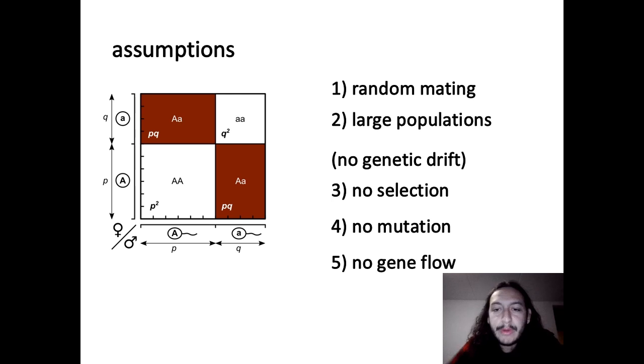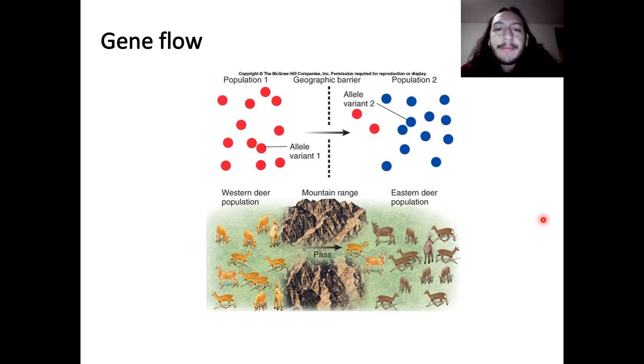Then the last assumption is that there is no gene flow in these populations. This is a very basic assumption in which there's basically no interchange between individuals of other populations that bring other genetic material and reproduce with the individuals of the population that you are observing. So for example, here you have two populations that have been evolving separately, and then this geographic barrier is eroded, and you have a path that allows the influx of individuals from one population to the other.